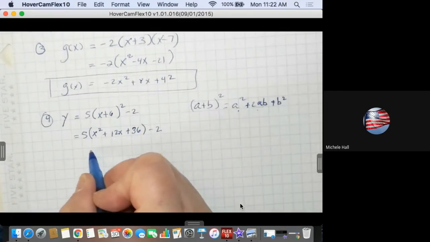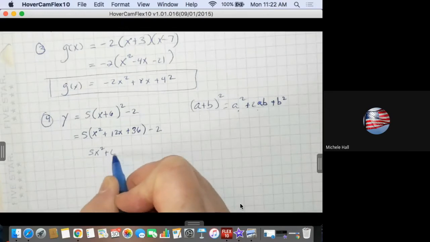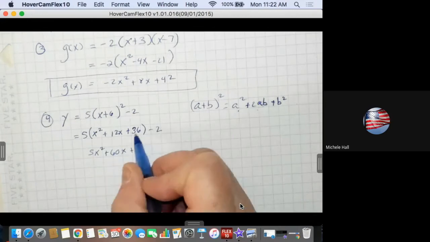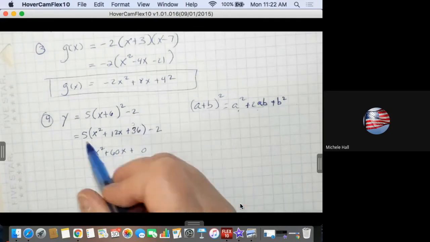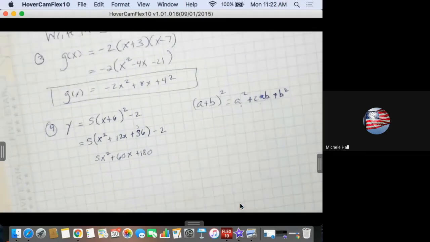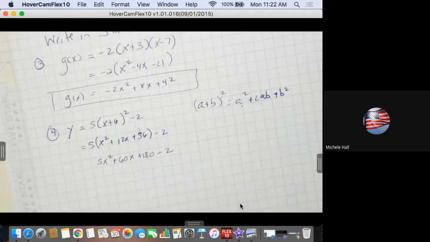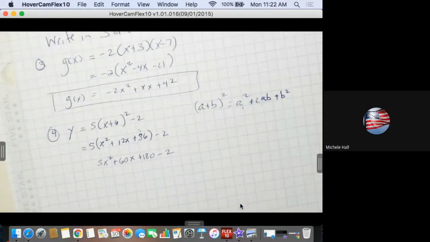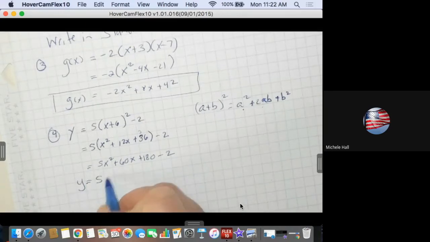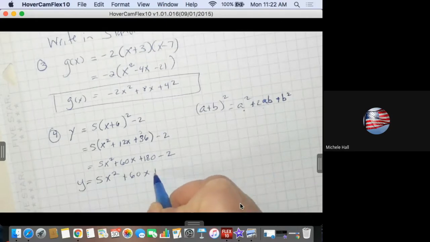So multiplying by 5, we have 5x squared. 5 times 12x would be 60x. And then 5 times 36. 6 times 5 is 30. Carry the 3. 5 times 3 is 15. Plus the 3 I carried is 180. Minus 2 is still there. My final answer, 180 minus 2.